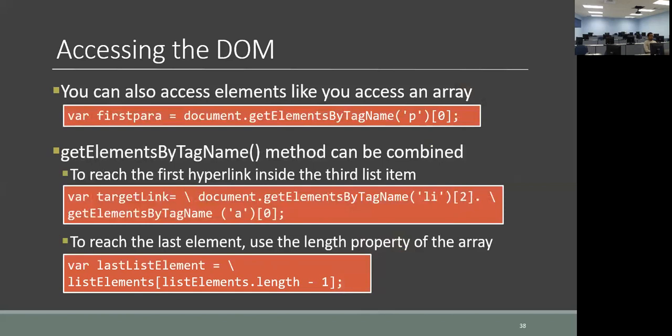So what this is doing is accessing, like it says, to reach the first hyperlink inside the third list item. So this is navigating the tree, navigating the document tree. So okay, how does it know that?